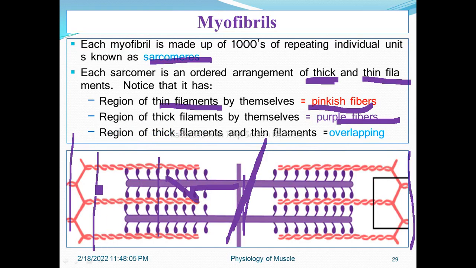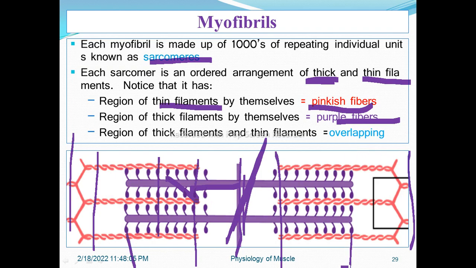This area is known as the A band. The A band contains the thick filament, and also the area of overlap between thick and thin filament. Then the center of the A band is the H zone, and the center of the H zone is known as the M line. The M line divides the H zone in half, and also divides the A band halfway in the middle.